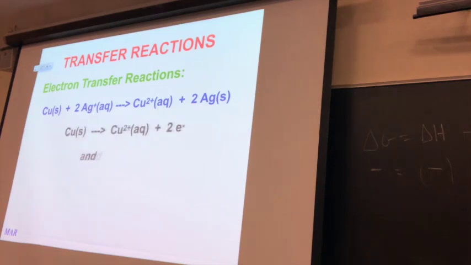In an electron transfer reaction, something is losing electrons, which we would say here is the copper, and something is gaining electrons, which here we would say is the silver plus. So notice that losing electrons means that electrons are products, and gaining electrons means that electrons are reactants. So this is why this reaction is an electron transfer reaction.